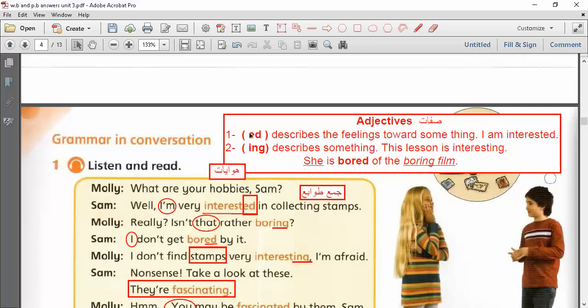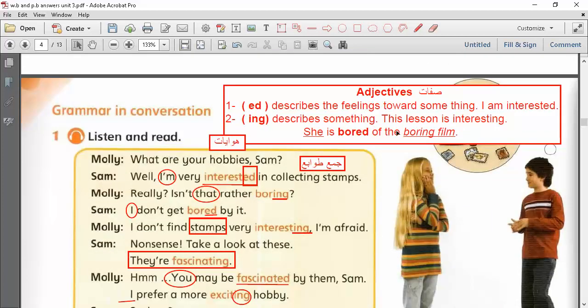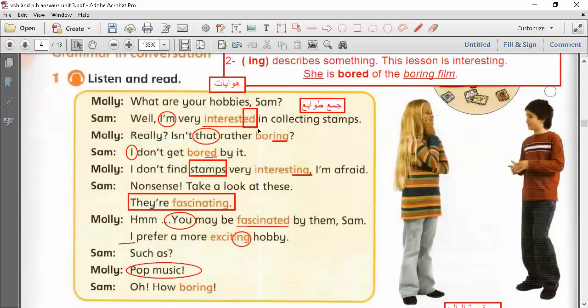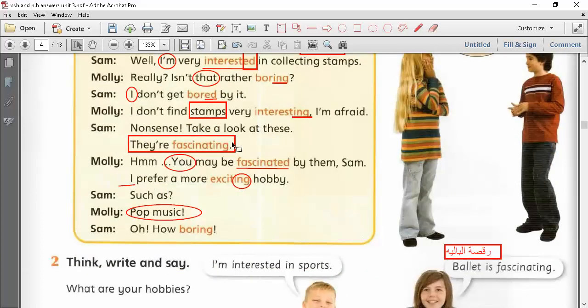Let's go to grammar in conversation for adjectives. Here, if you describe the feeling towards something, you use ed. For people, so I told you this semester that we use ed for describing the feelings of people. ing is for describing things. They are fascinating. What are they? The stamps. When I mean the stamps, I use ing. When I mean people, I use ed.